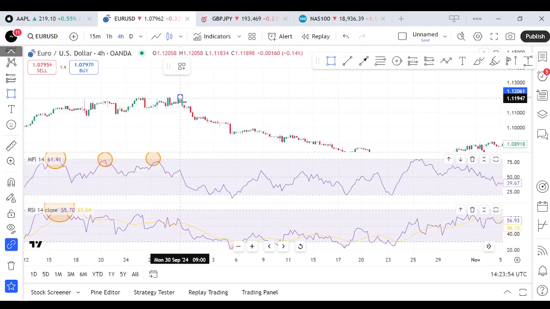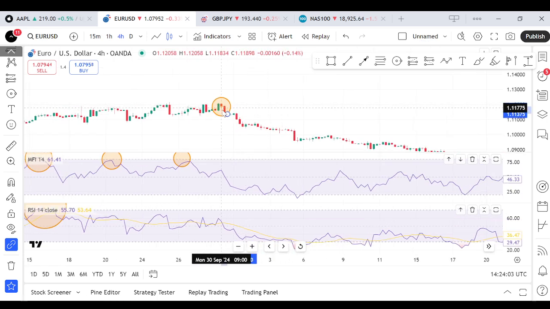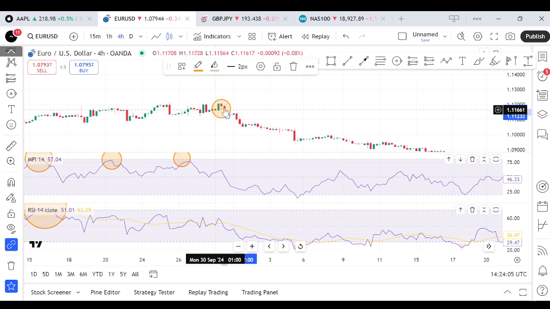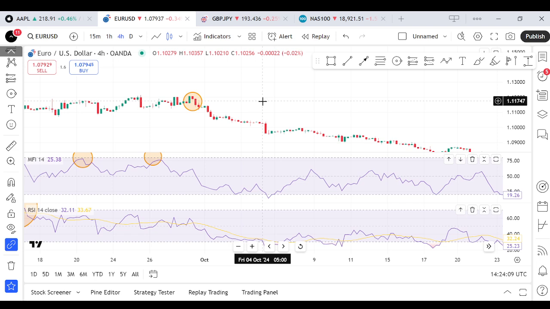You can see this three inside down candlestick pattern. I'm just gonna circle it. Have the green candle followed by two red candles which close below the first candle. So that's a three inside down candlestick pattern. We've talked about hundreds of candlestick patterns on our channel. You should go and watch on that.